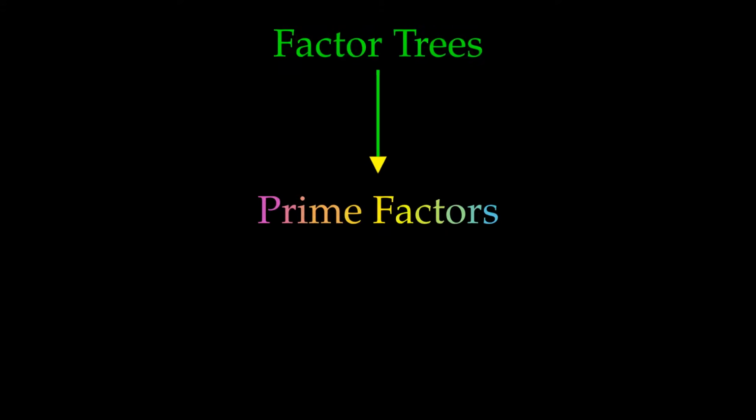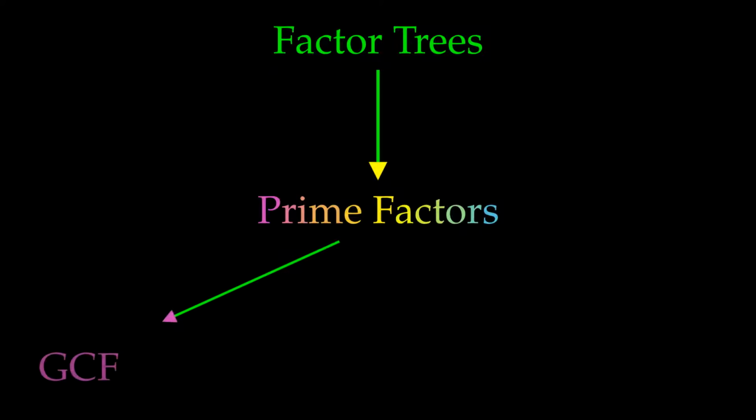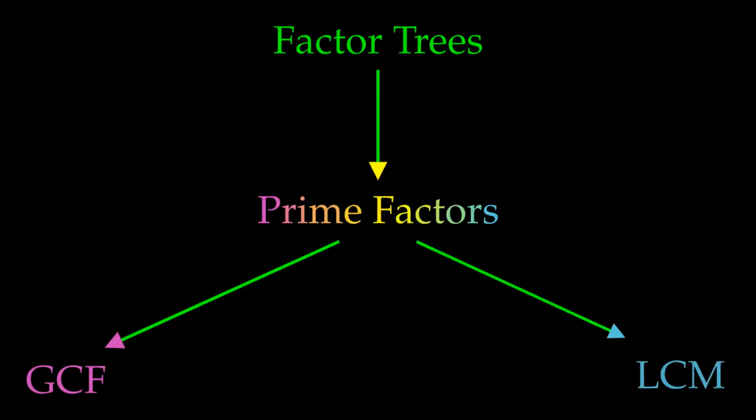In this video, we will see how we can find the prime factors of a number easily using factor trees, and from there determine the greatest common factor and least common multiple of any two or more numbers.